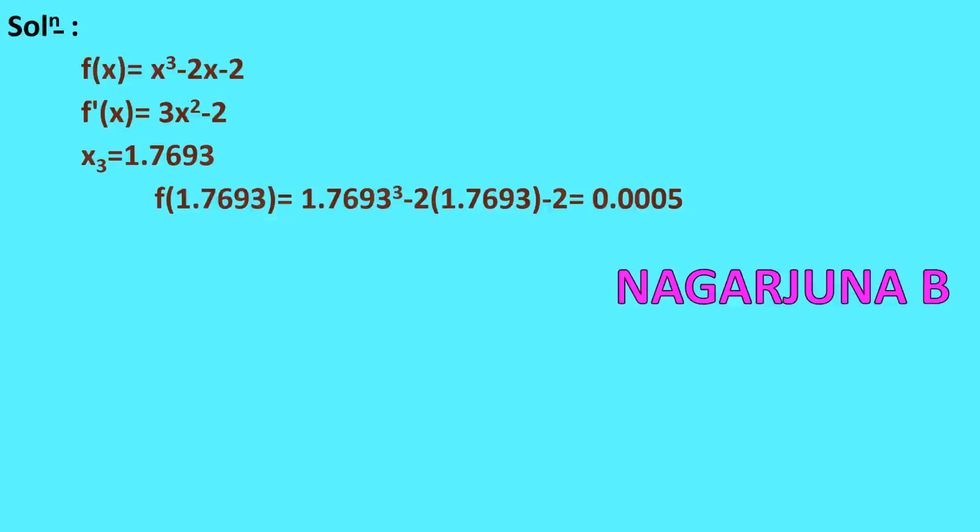And f dash of 1.7693, we have to find f dash of 1.7693. f dash of 1.7693 is equal to 3 into 1.7693 square minus 2, which is equal to 7.3913. This we get by substituting 1.7693 in f dash of x, that is f dash of 1.7693. Now this is the fourth approximation.